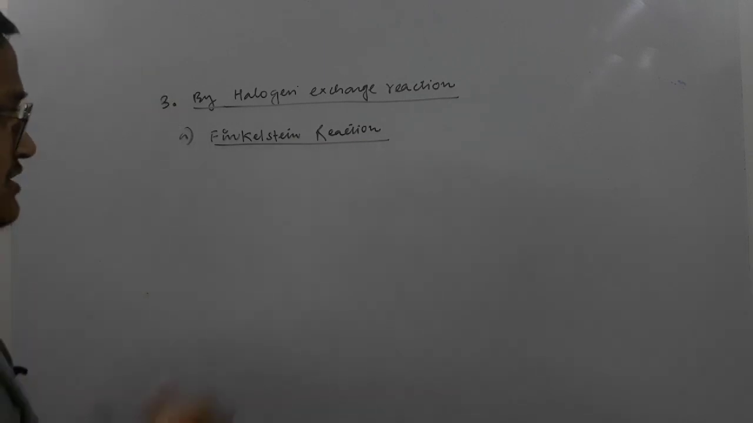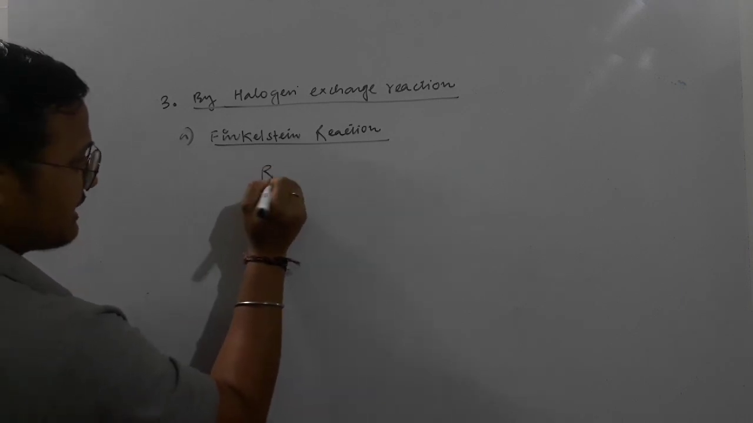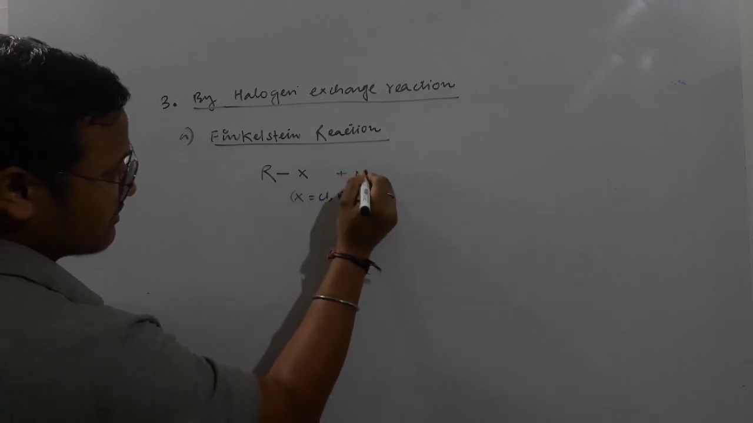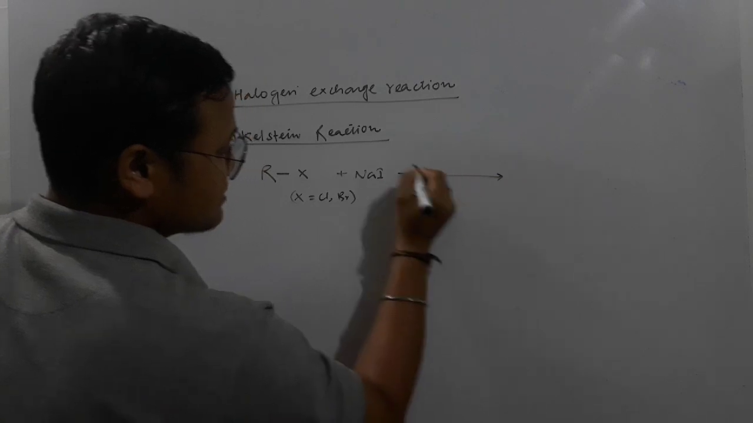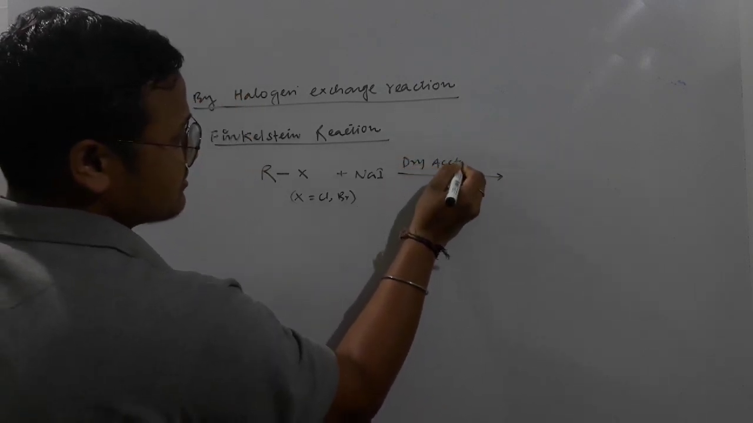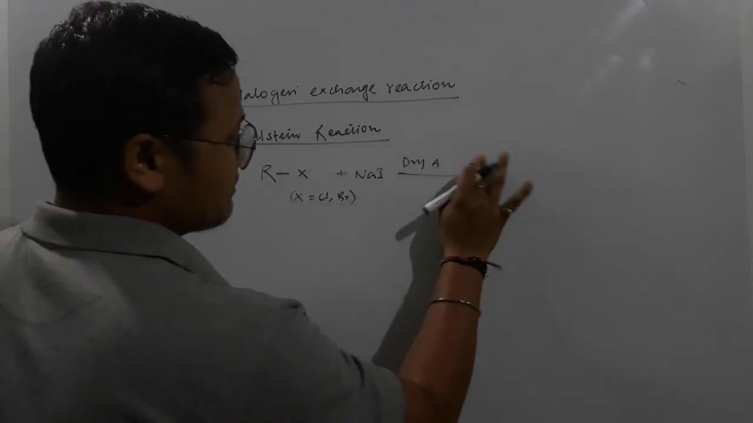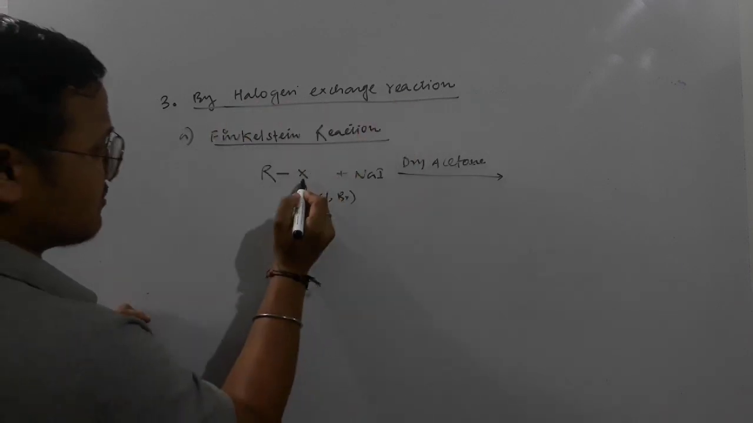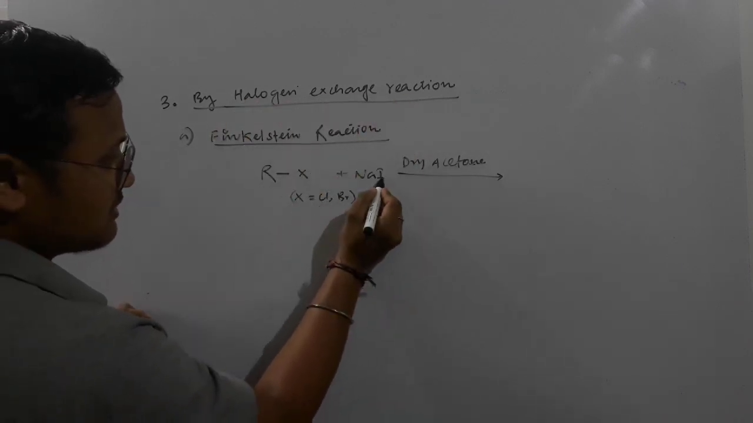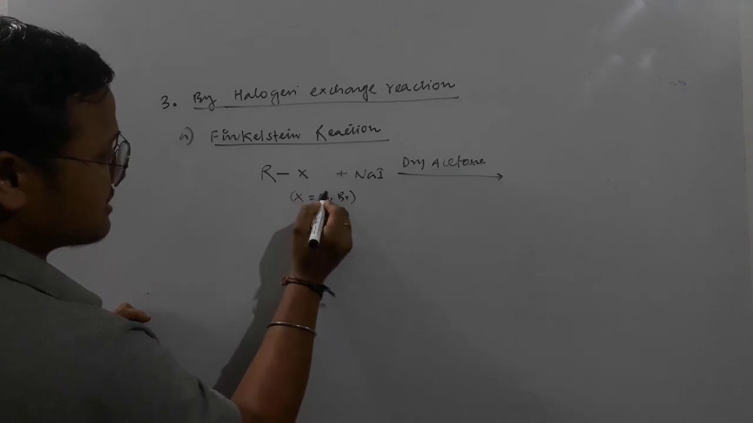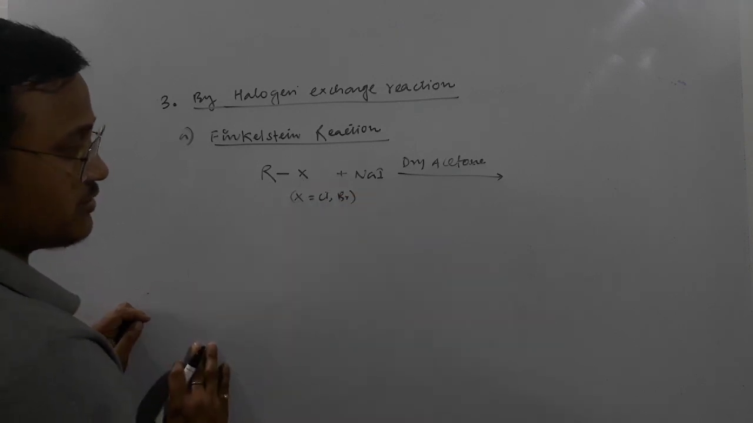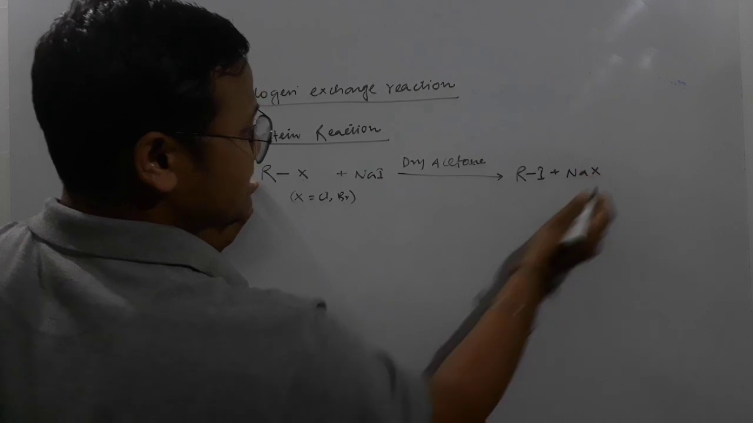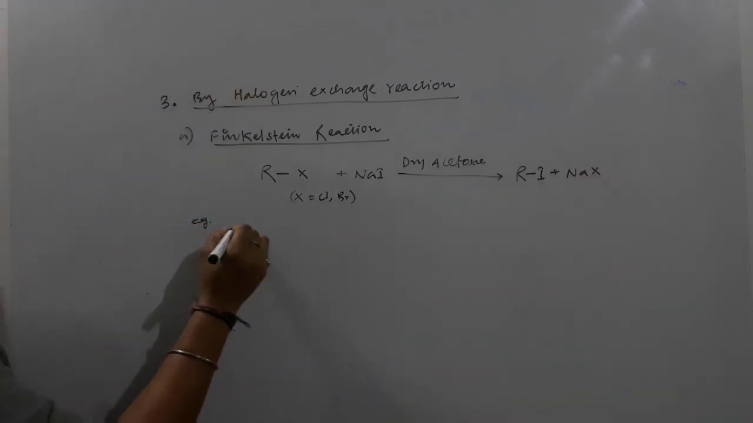Let's have a look here. In this particular reaction, we are taking an alkyl chloride or bromide compound and reacting it with sodium iodide in the presence of dry acetone. It will act as a medium here, okay? We are talking about halogen exchange. So what is the halogen here? It may be Cl or Br. So the iodine will come here and the halogen, chlorine or bromine, will attach to sodium. So it will be RI plus NaX. That's it.